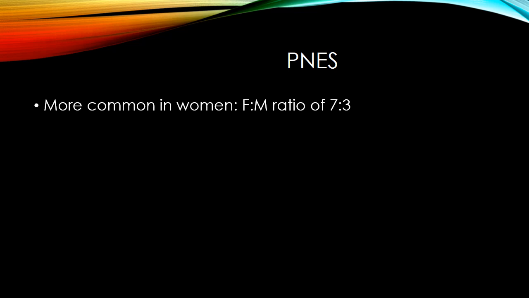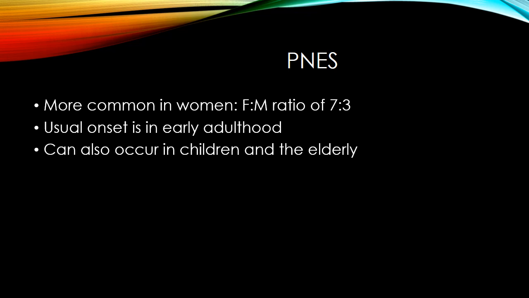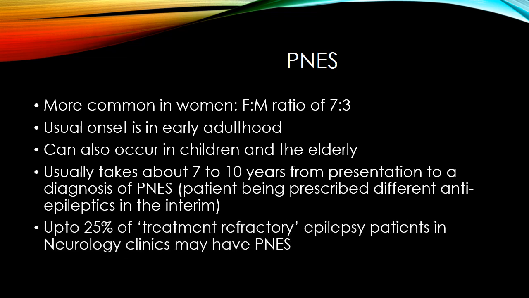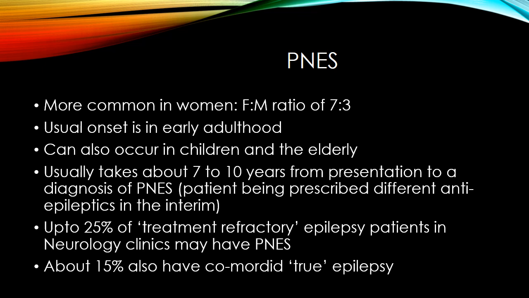It's more common in women. The usual onset is in early adulthood, but can also occur in children and rarely in the elderly too. It usually takes about 7 to 10 years from presentation to a diagnosis of PNES to be made, with the patient being prescribed different anti-epileptics in the meantime. So in this way it differs from other conversion disorders, which come to the attention of doctors or the diagnosis is made much earlier. Up to 25% of treatment refractory epilepsy patients in neurology clinics may have PNES, and about 15% may also have comorbid true epilepsy. So that makes diagnosing the conversion disorder much harder.